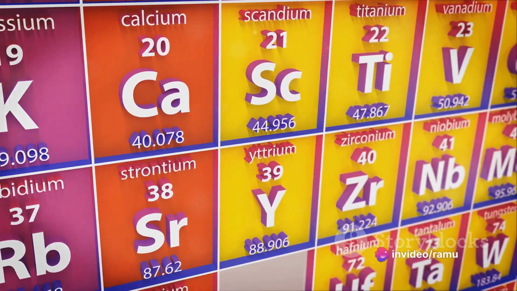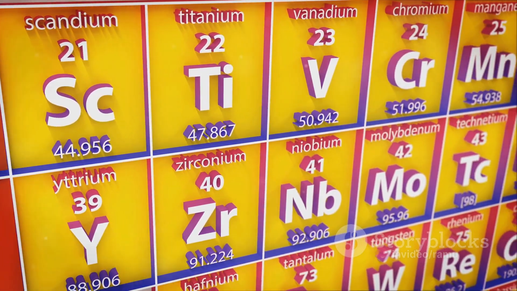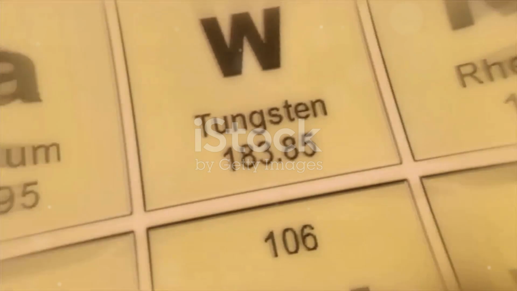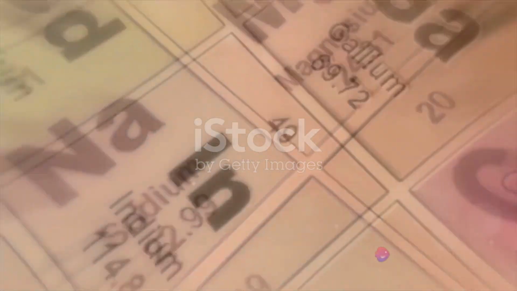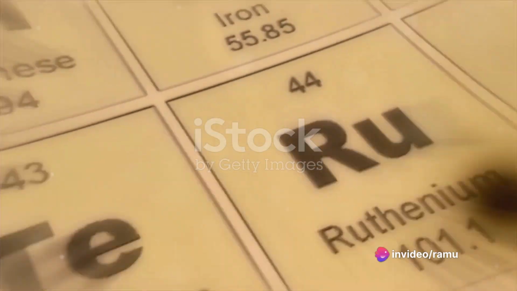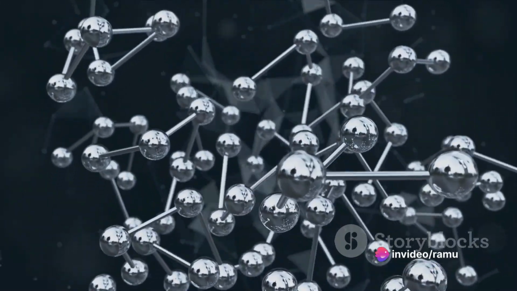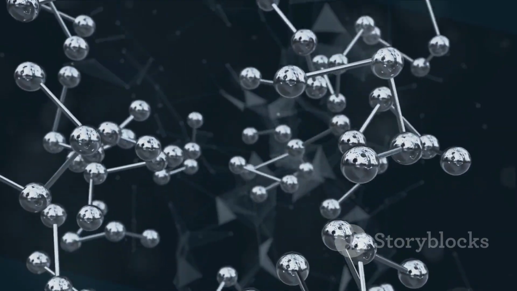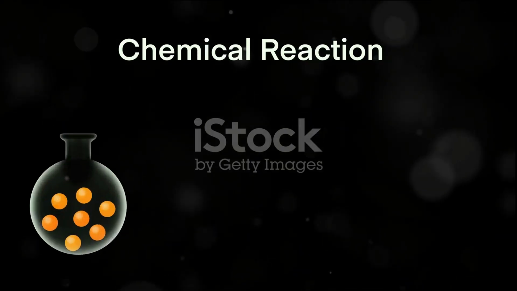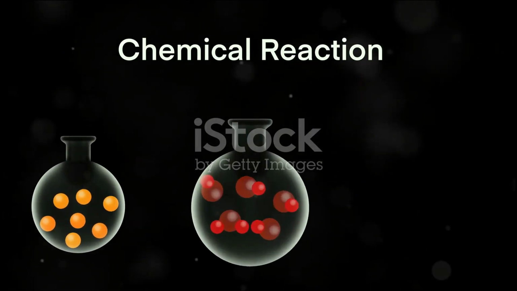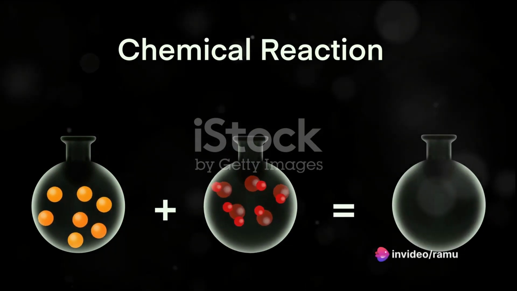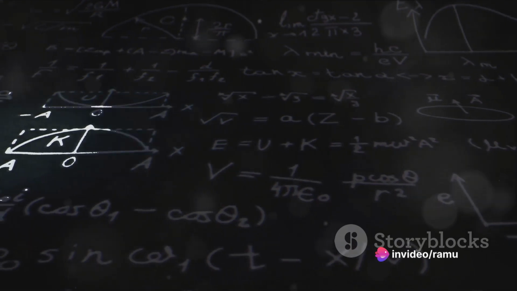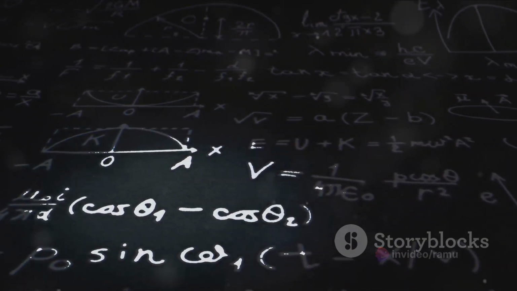The periodic table, a chemist's best friend, organizes elements based on their atomic number and electronic configuration. Elements in the same group have similar outer electron configurations, leading to similar chemical properties. Understanding electronic configuration is like having a decoder ring for the mysteries of the atomic world. It helps predict chemical reactivity, bonding behavior, and the properties of elements. It's a fundamental concept in studying chemical reactions, molecular structure, and material science.